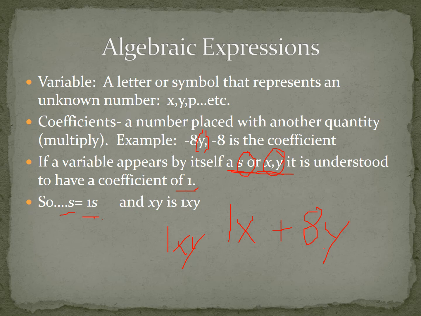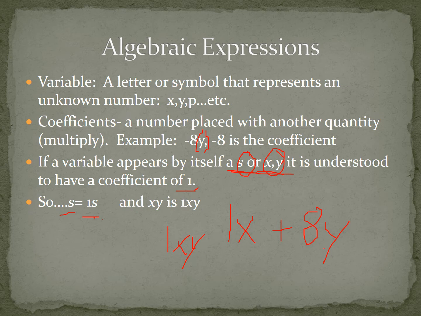So it's basically how you would treat that variable. The coefficient of -8 in front of the y basically means you're taking -8 times whatever the y is. So it's kind of like multiplying it, okay?